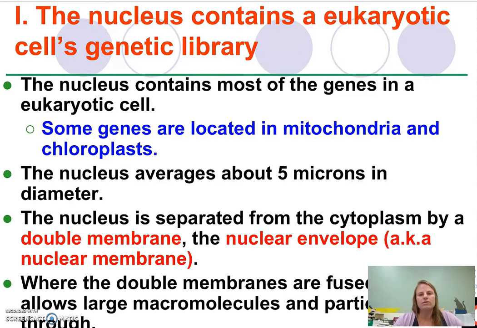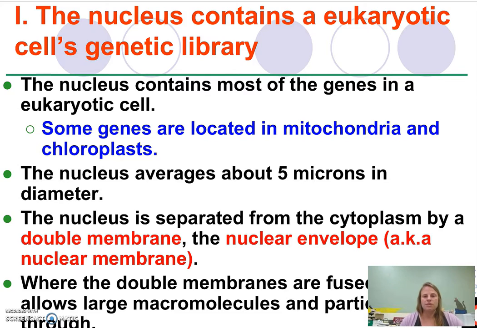The nucleus houses our genetic library, and by us I mean eukaryotic cells, and by genetic library I mean our DNA. Not only is DNA going to be found in the nucleus, but some genes are going to actually be found in the mitochondria and our chloroplasts. The nucleus is actually the largest organelle, and it's about 5 microns in diameter.